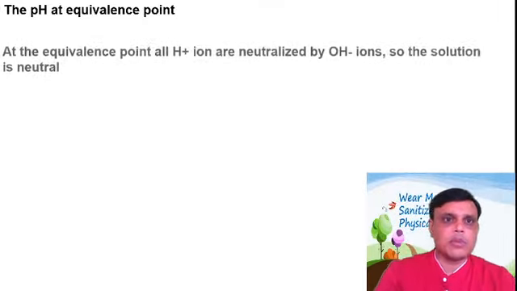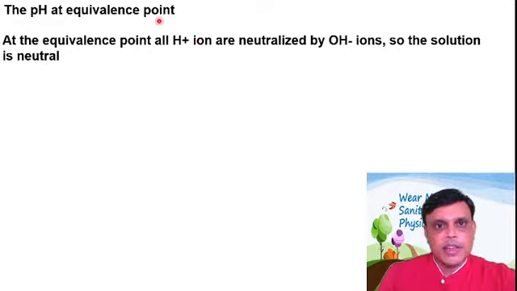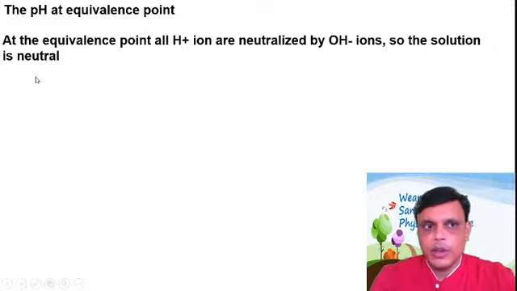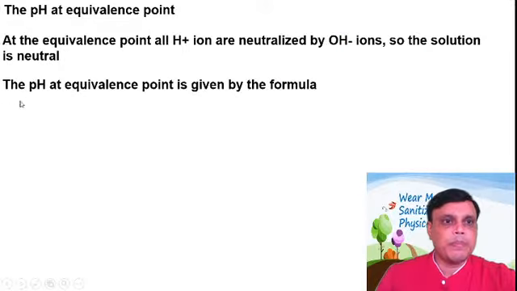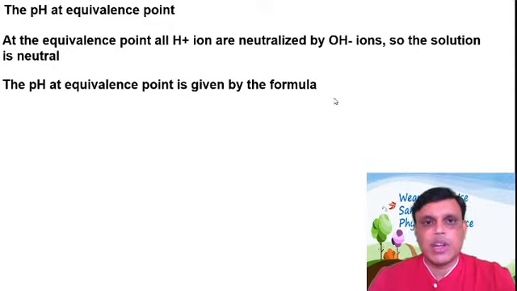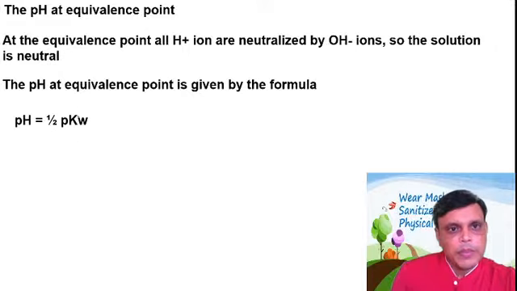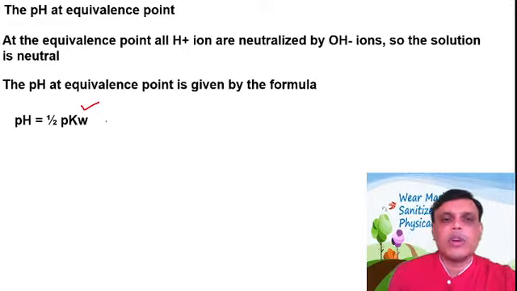So at the equivalence point, what will happen? All the H plus ions are neutralized by OH minus ions. So the solution will be neutral. The pH at the equivalence point is given by the formula: pH is equal to 1 half pKw.